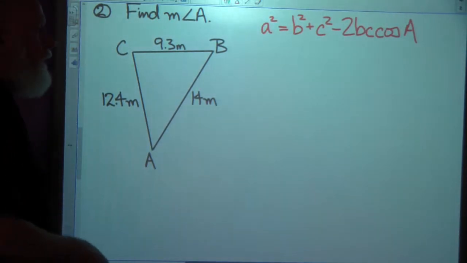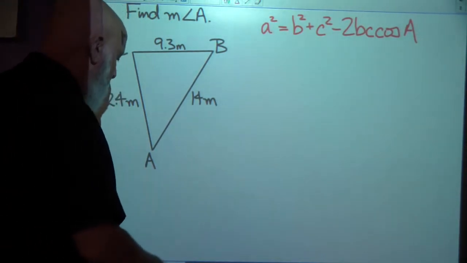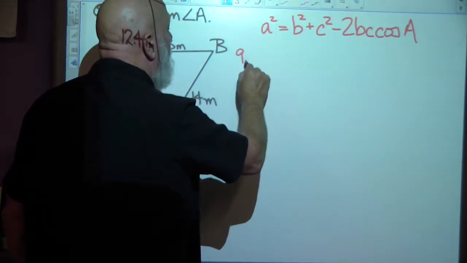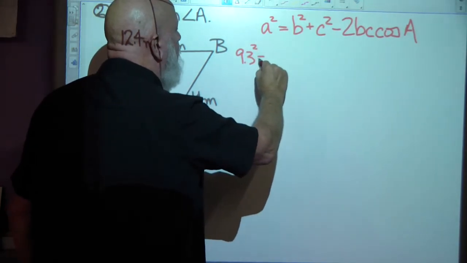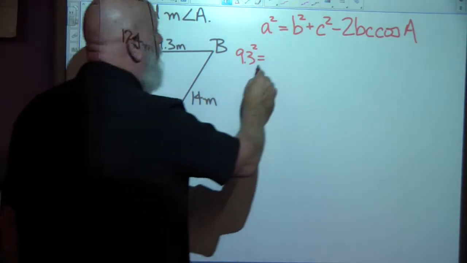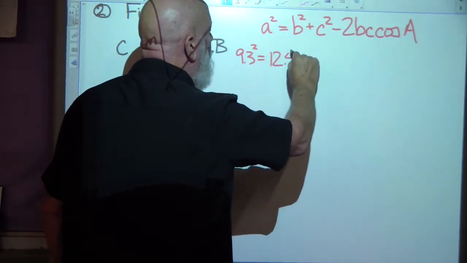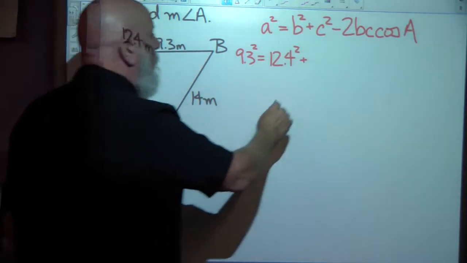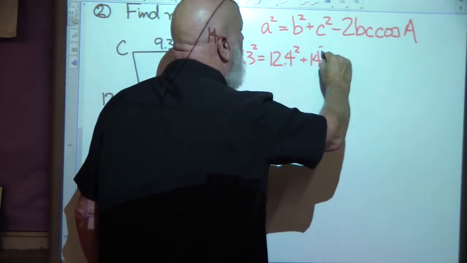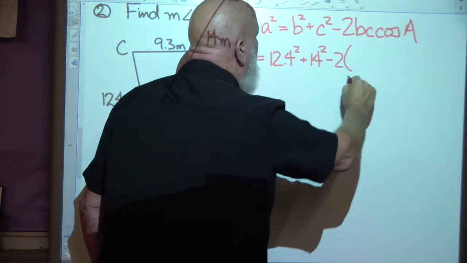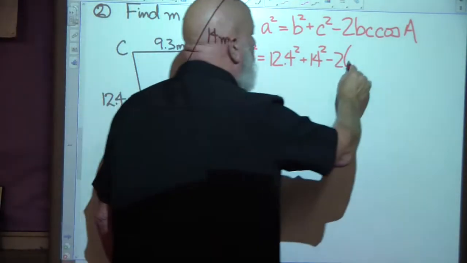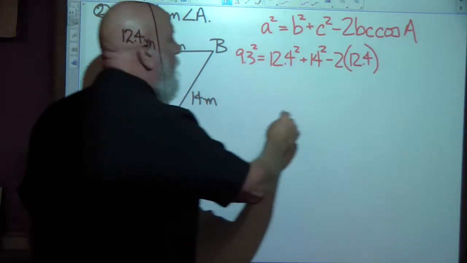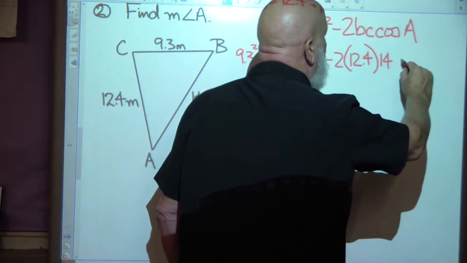So I'm going to plug in all the stuff that I do know, try not to make any mistakes, and here we go. A squared is 9.3 squared is equal to B squared, which is 12.4 squared, plus C squared, which is 14 squared, minus 2 times B, which is 12.4, times C, which is 14, times the cosine of A.